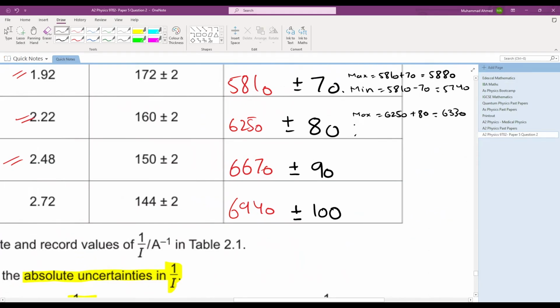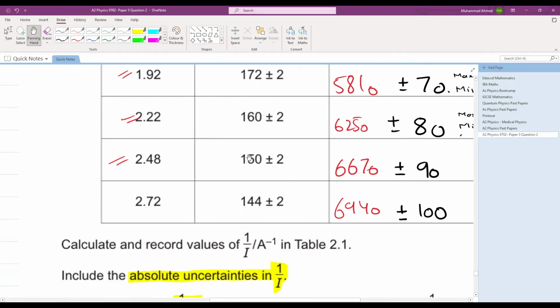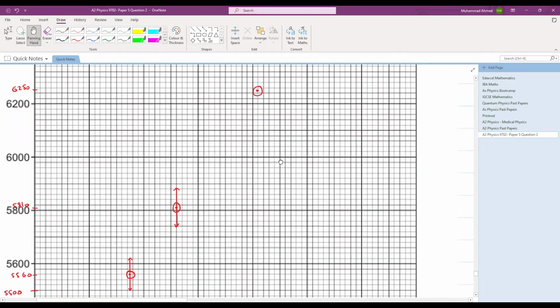6330. Minimum value will be what? Minimum value will be 6250 minus 80. That comes out to be what? 6250 minus 80 comes out to be 6170. Perfect. Minimum value is 6170. Maximum value is 6330. So let's plot it.